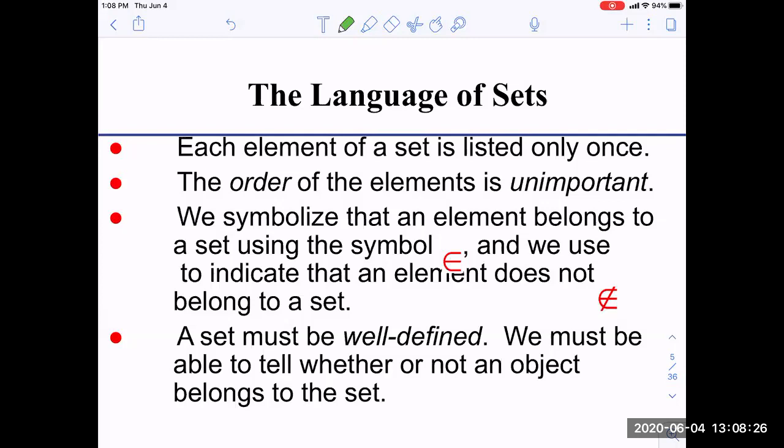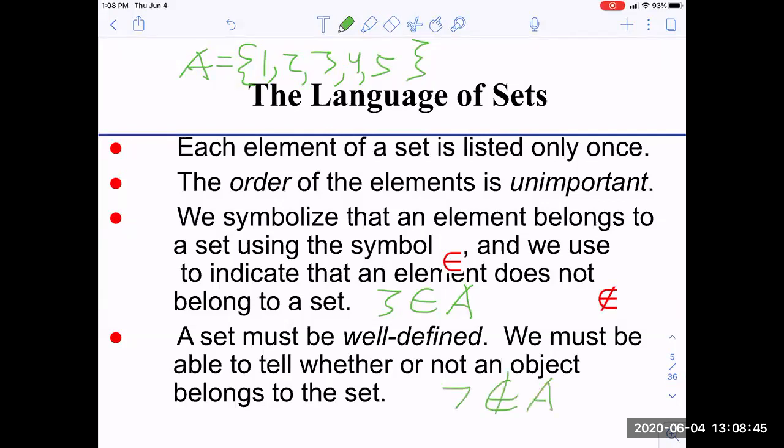And if I think of what set A was, the first 5 natural numbers, I could say things like 3 is an element of A. Or I could say 7 is not an element of A. And well-defined, we just know that we can tell if something's in the set or not in the set.